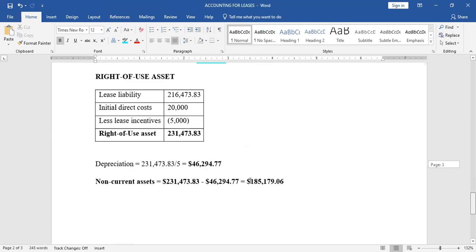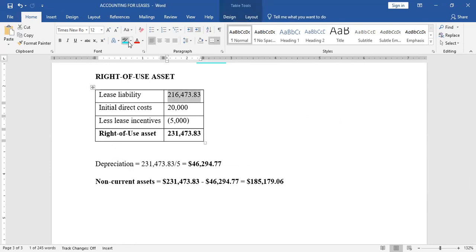Right of use asset is basically the total of lease liability plus any other cost that could have been incurred in the acquisition of the lease, add any direct cost attached to that lease, and then we shall less the lease incentives. The lease incentives are just benefits that we obtain from acquiring the lease, and it acts as a reduction to the right of use asset.